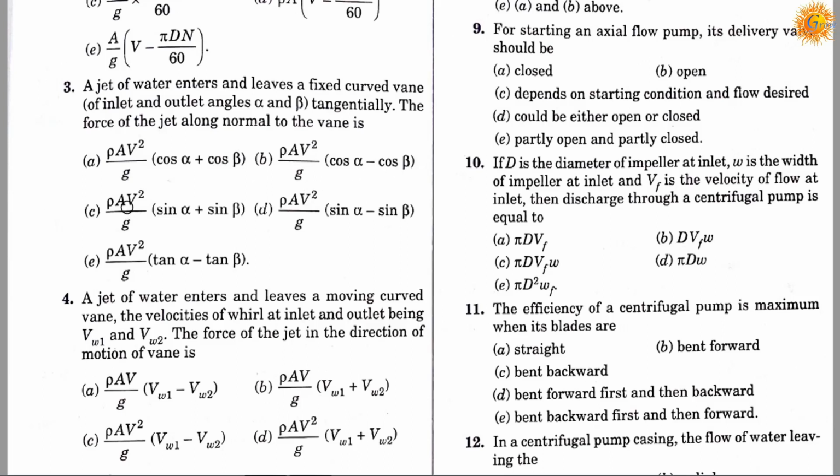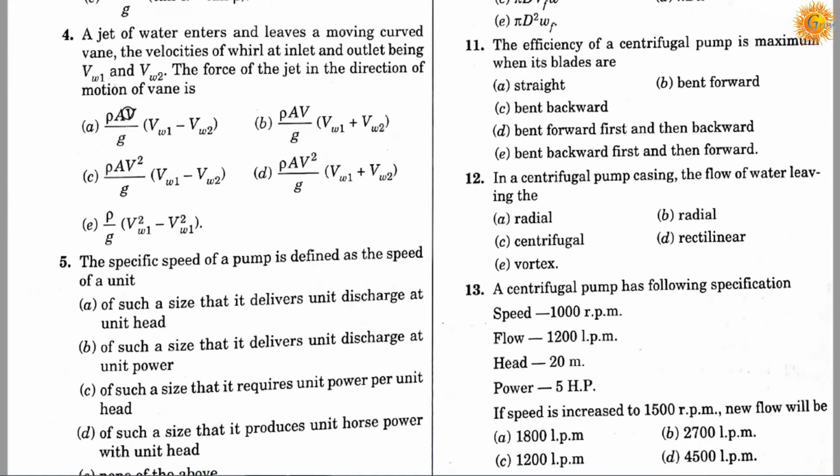Option C is rho AV square divided by g into the bracket sin alpha plus sin beta, option D is rho AV square divided by g into the bracket sin alpha minus sin beta, and option E is rho AV square divided by g into the bracket tan alpha minus tan beta. Correct answer is B. It will be rho AV square divided by g into the bracket cos alpha minus cos beta.